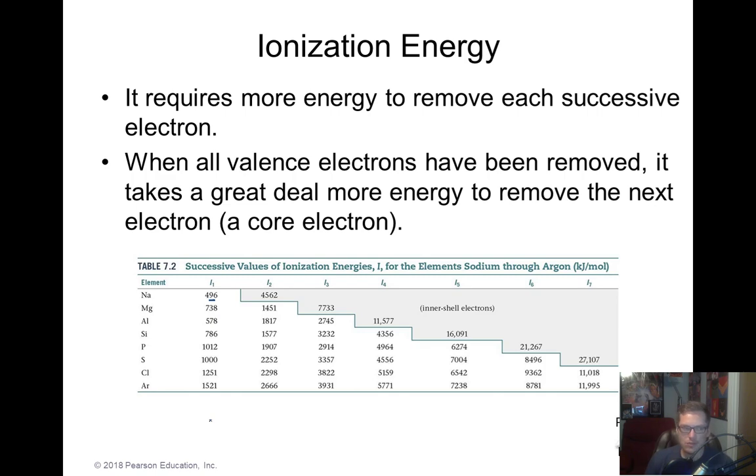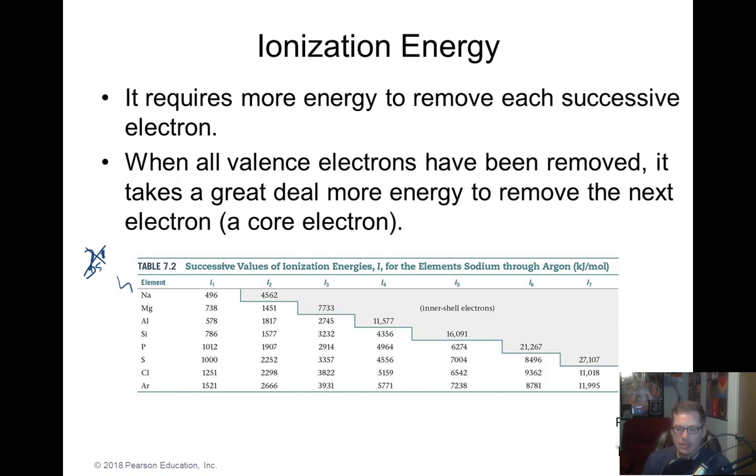If we remove the first electron from sodium, it is out of valence electrons. Sodium had a 3s1 electron, and we've removed that electron. It's no longer there. Now it has only core electrons, and it has the same electronic configuration as neon. It's isoelectronic with neon. If you try to remove the next electron, notice that it takes 4,562 kilojoules per mole versus the 496 kilojoules per mole. It's a vast difference between the two.